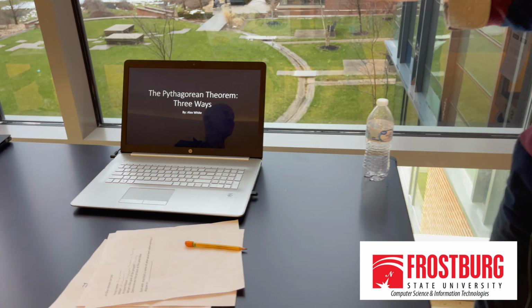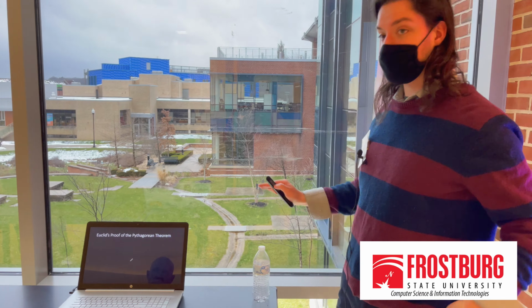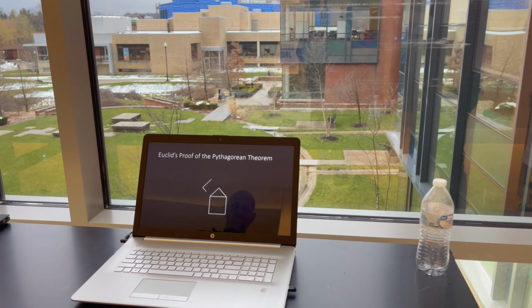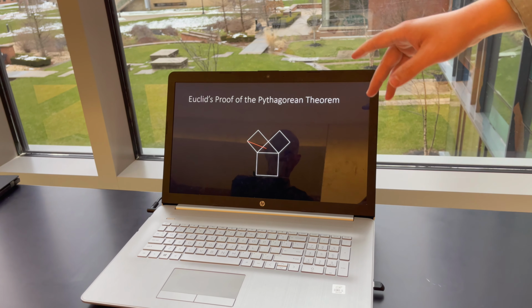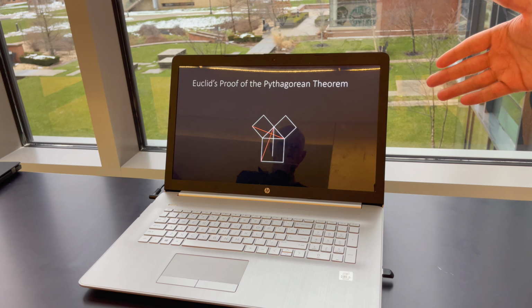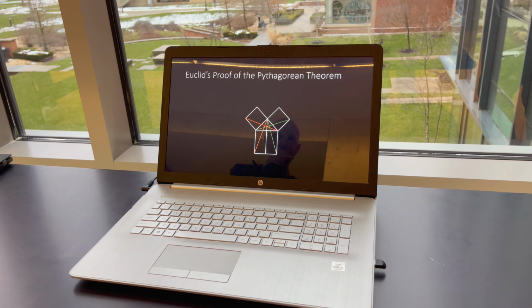So, the first way is Euclid's proof, and that came about in the 300s BC. Its proof goes as follows. We start with the triangle, and we append on each of the sides a square. And then we draw a line from that corner to that corner, from that corner to that corner, one straight down the middle, and again from that side to that side.